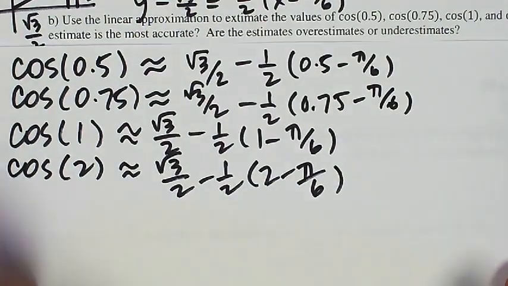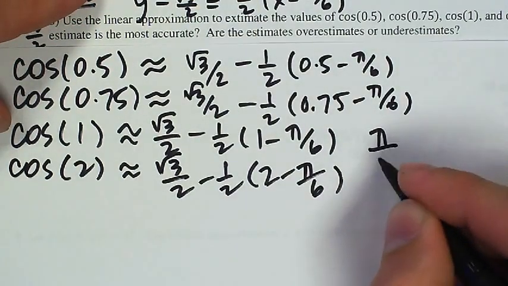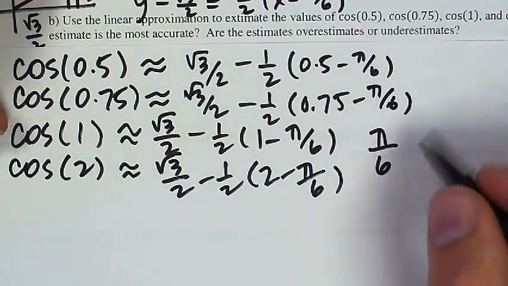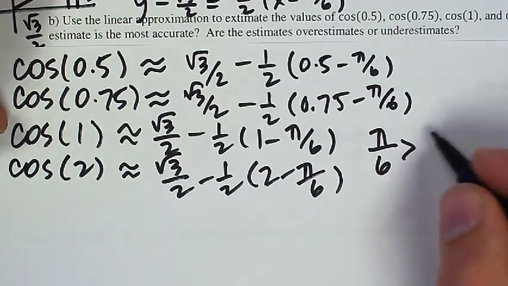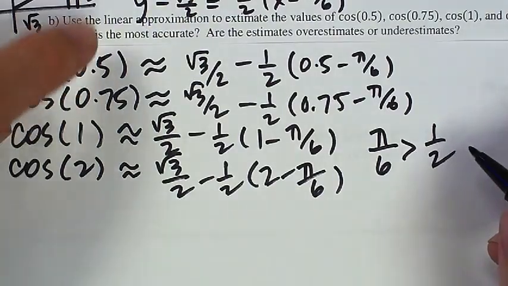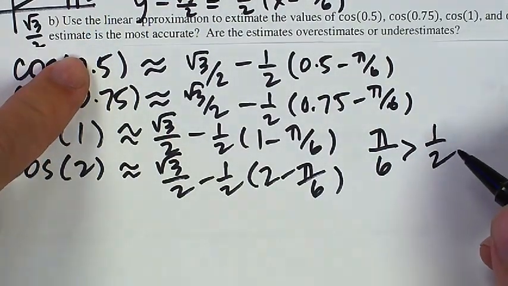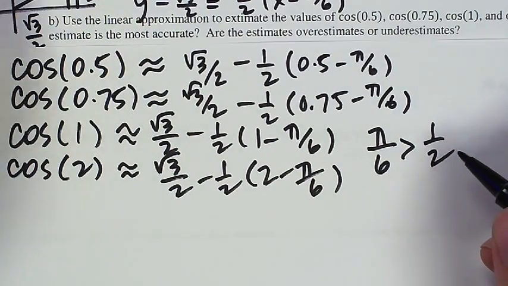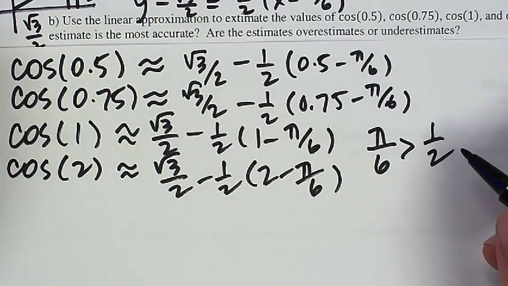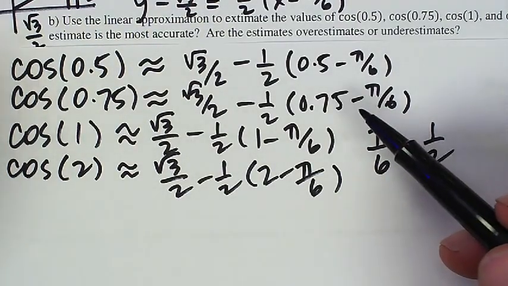All right. So which estimate is the most accurate? Well, pi divided by 6, pi is just a little bit bigger than 3, so this is just a little bit bigger than 1/2. So I would think that this one would be the most accurate because it's closest to the point of tangency. And we know that the graphs of sine and cosine are pretty curved. So the farther away we go, the more it curves away from the linear approximation, and the less accurate your estimate will be.